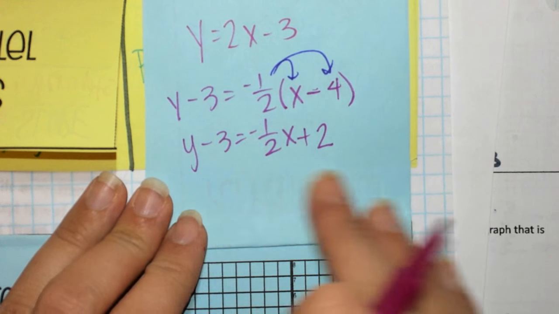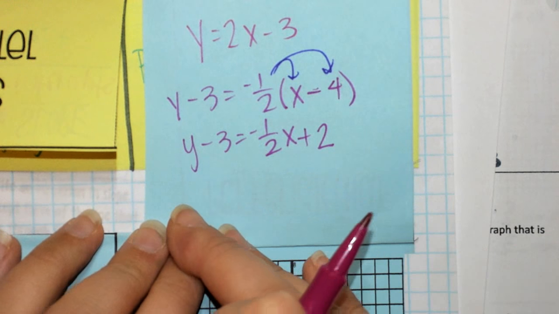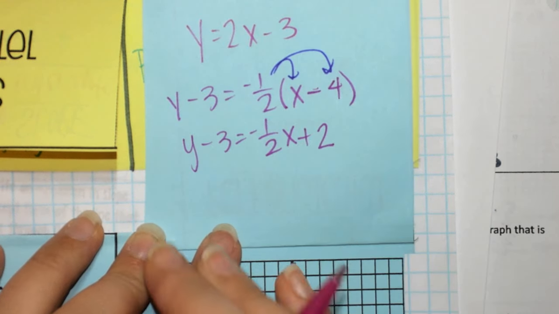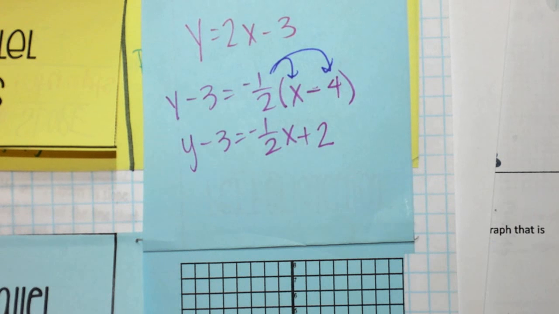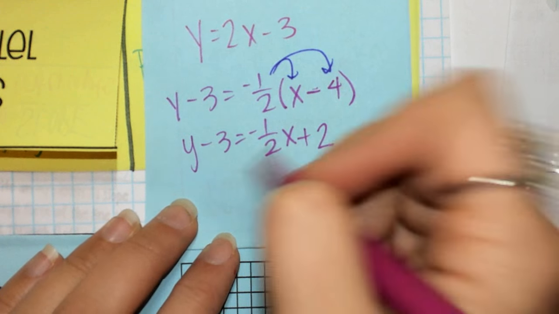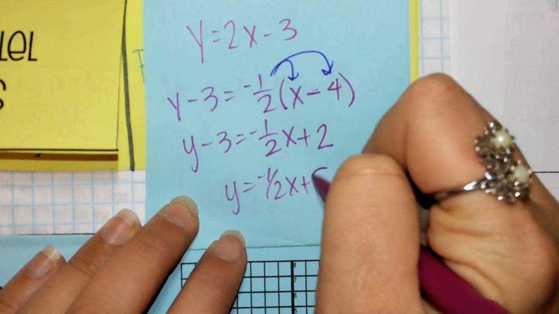Does everybody see where we got that from? Does anybody not see? You got to tell me now. Okay. All right, what'd y'all do from here? Add 3? And you got y equals negative 1/2 x plus 5?